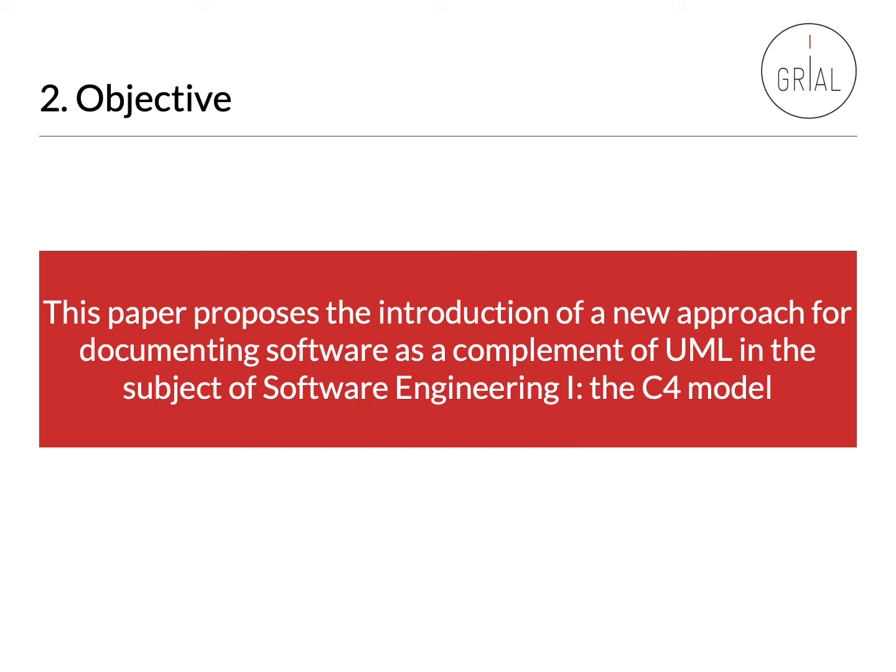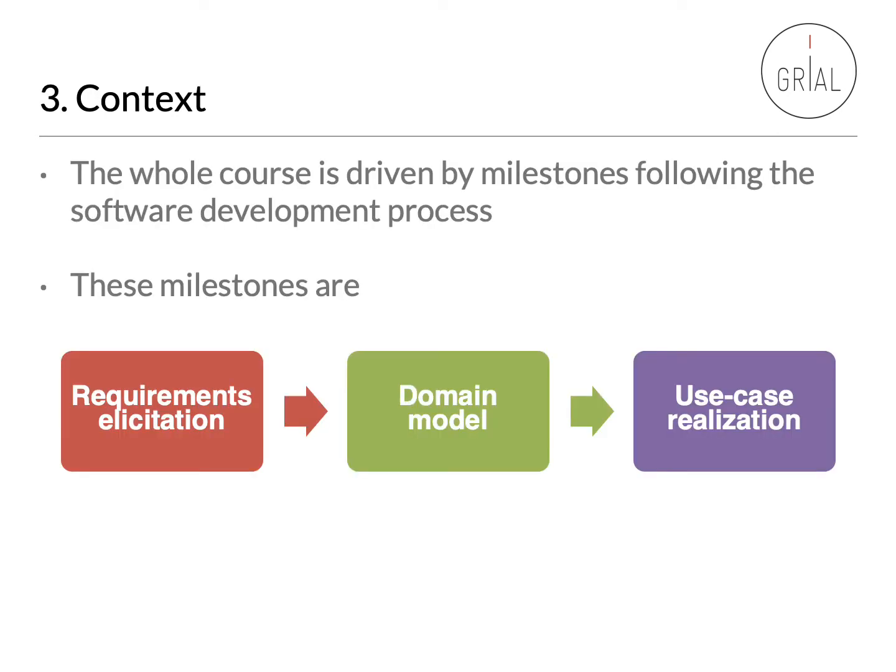In particular, we introduced the C4 model. With this model, the information systems are divided into more manageable parts that can be better analyzed. Software Engineering 1 covers the definition, planning, and analysis of information systems. The whole course is driven by milestones following the software development process. In particular, there are 3 milestones: the requirements elicitation, the definition of the domain model, and the use case realization.